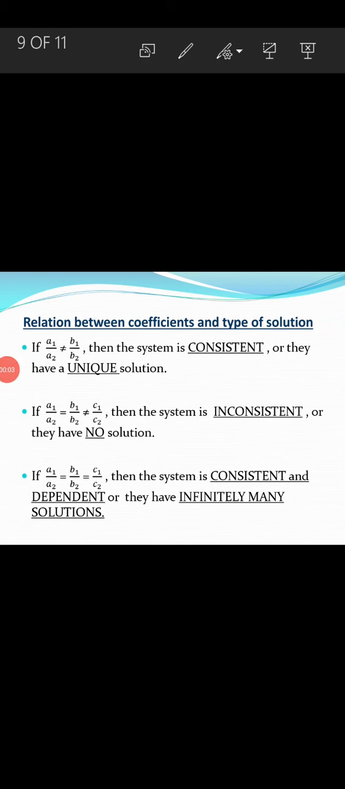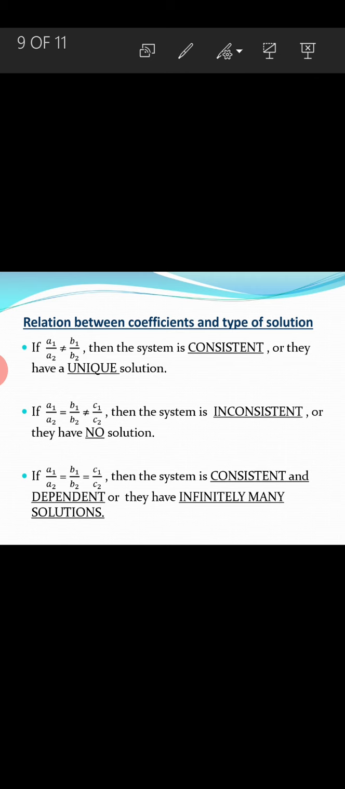Now we are going to discuss the relation between coefficients and the type of solution. That is the coefficients of x, y and the constant terms, their ratio and what relation it has with the type of solution that the pair of linear equations can give us. So here we are supposed to find the ratio of the coefficients of the x terms, that is a1 by a2, ratio of the coefficients of the y terms, that is b1 by b2, and compare them.